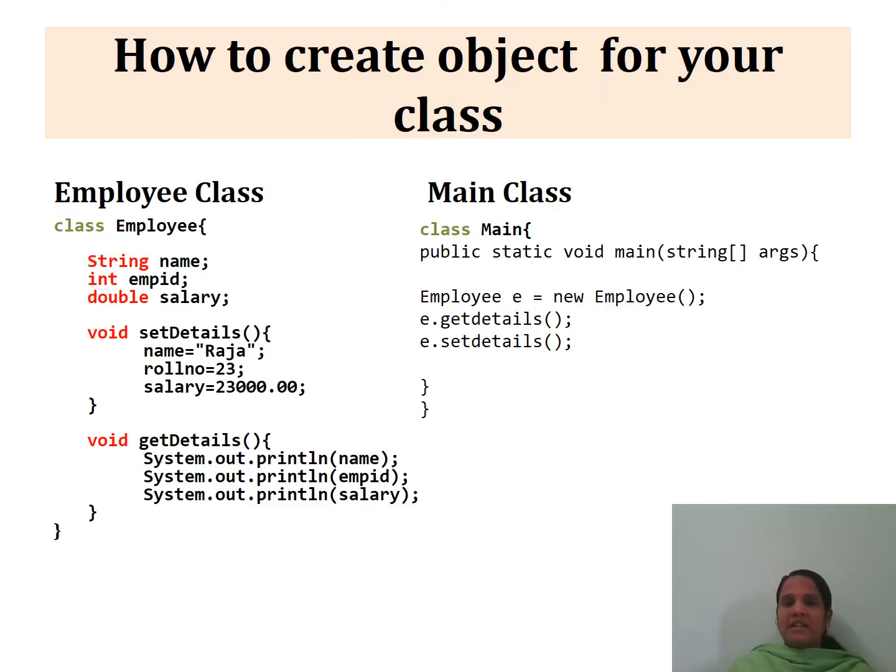See, this one is the main class. The main function: public static void main, string args argument. This one is the main function. Here we created one object. Employee is the class name, e is the object, new is the keyword, employee is the class name. Say e dot get details and e dot set details. Two functions we are accessing by using the object here.